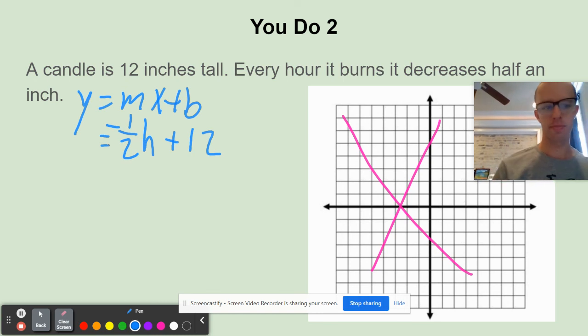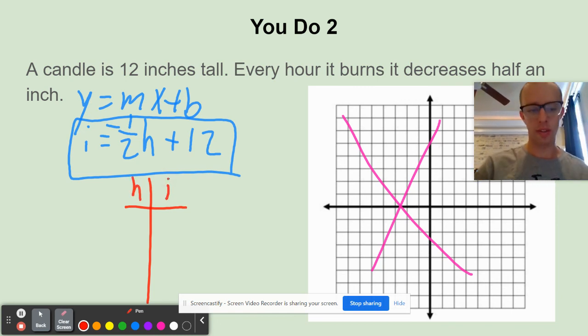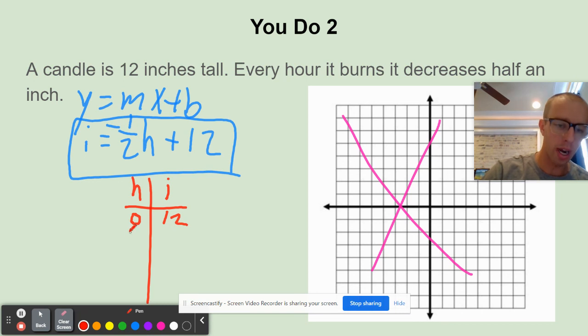And we could use I for inches here, how many inches the candle is. All right, so I is equal to negative 1/2 h plus 12. That's my equation. I want to make a table really quickly where h is the amount of hours and I is the inches of the candle. Obviously, after 0 hours, the candle is 12 inches tall because it hasn't burned yet. But after 1 hour, it's gone down half an inch. So if I start at 12, I go down a half, I'm at 11.5. After 2 hours, it's gone down another half, so 11.